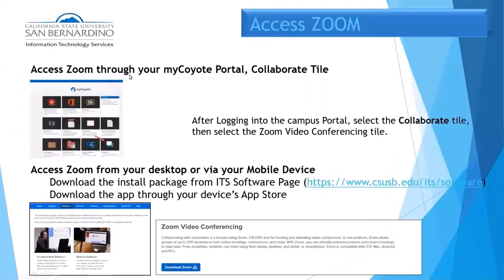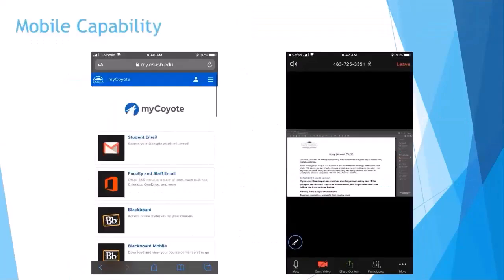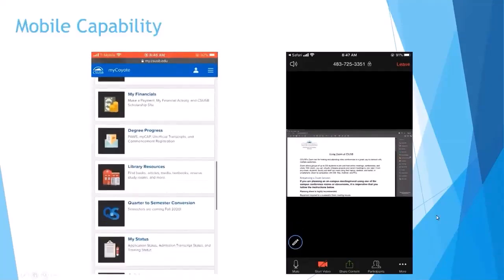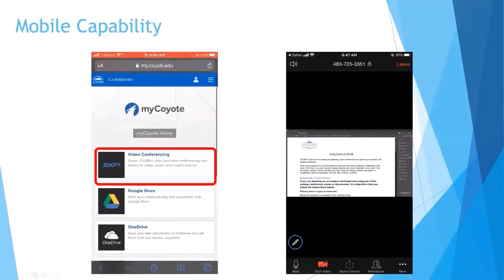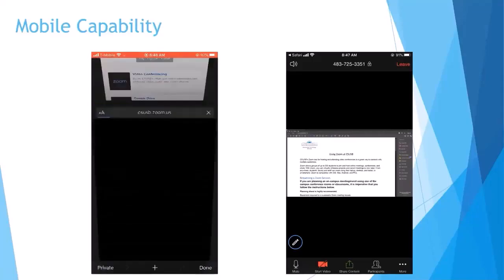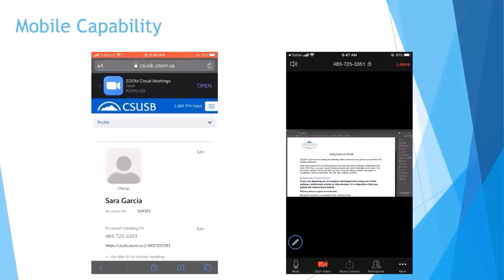To begin, log into the Mycoyote portal and select the Collaborate tile, then you may launch the Zoom platform. If you wish to access Zoom from your desktop, download the install package from our ITS software page at https://www.csus.edu/its/software. You may also access Zoom on your mobile device by going to the Mycoyote portal, then navigating to the Collaborate tile, and then launching Zoom. If you wish to download the mobile app, you may do so for an iPhone through the App Store and for an Android phone through the Google Play Store.